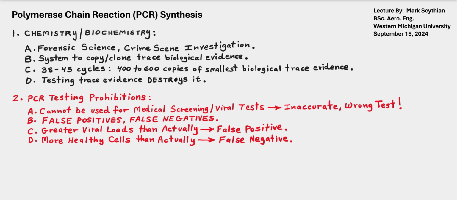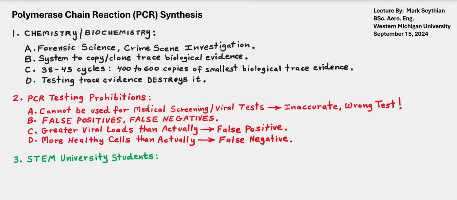Or the opposite can happen. Healthy cells or healthy DNA molecules or the non-targeted DNA molecules may also fall into the substrates, and depending how the test is calculated, you may have more healthy cells than you actually have, and then you end up getting a false negative. You're actually positive, but you test negative. So you don't want to use PCR, polymerase chain reaction synthesis, for any type of medical screening, because you're disturbing the original sample. You're getting more than you actually have. So usually false positives occur with the PCR used in medical and viral testing.